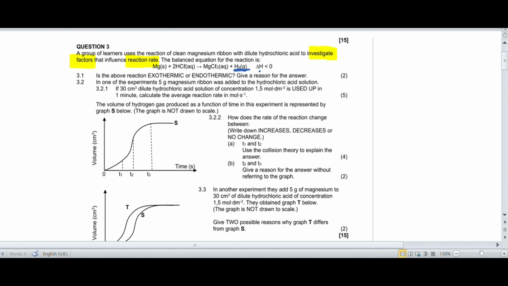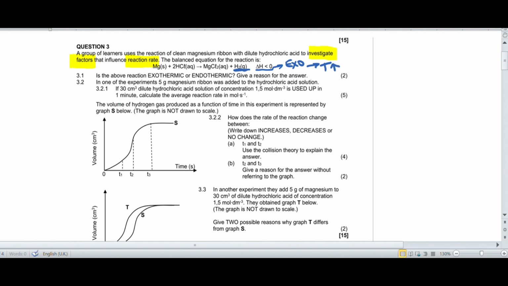Okay, then they say delta H is less than 0. So when delta H is less than 0, the reaction is exothermic. Is the above reaction exothermic or endothermic? It is an exothermic reaction because delta H is less than 0, meaning that the temperatures are increasing. So let's just have that in mind.